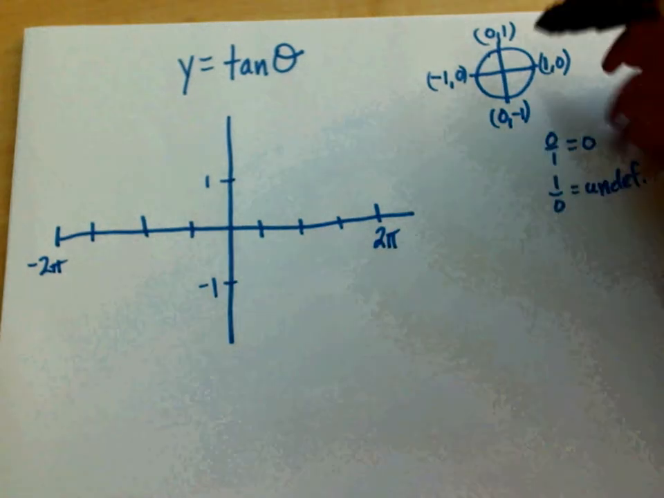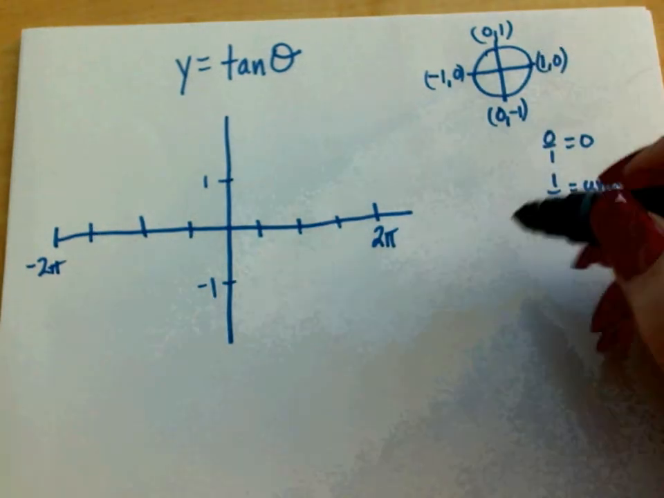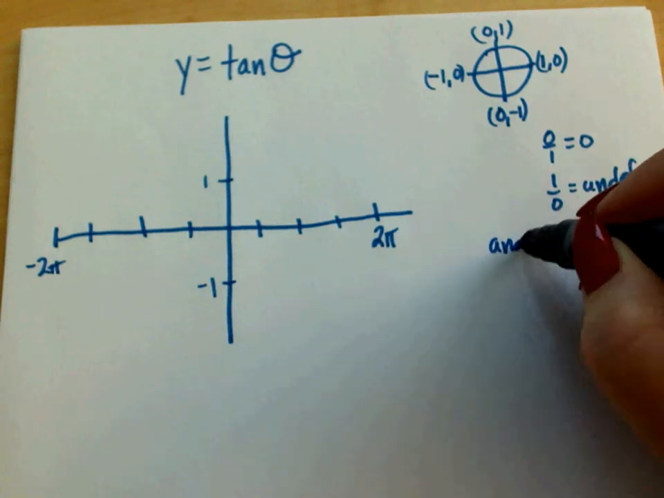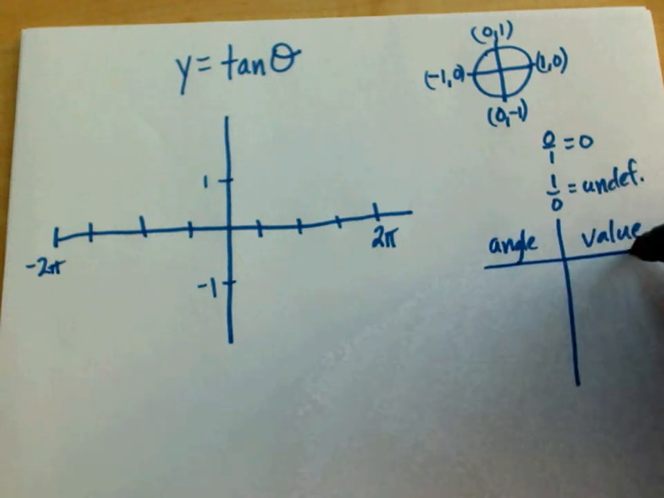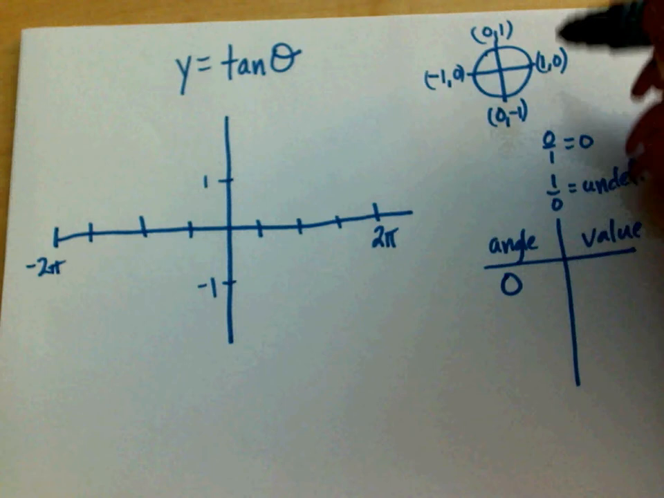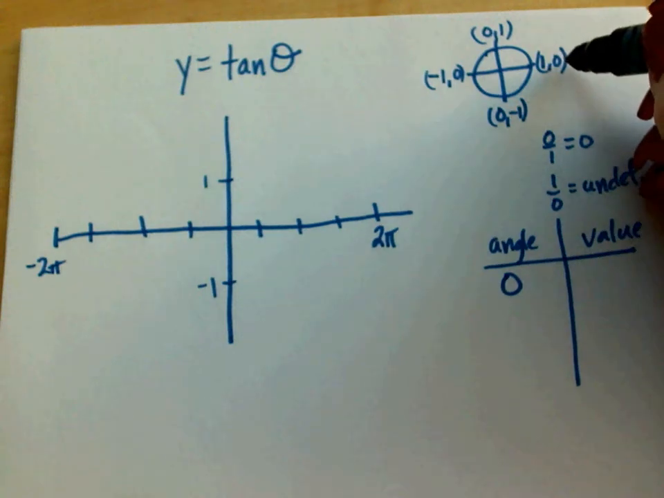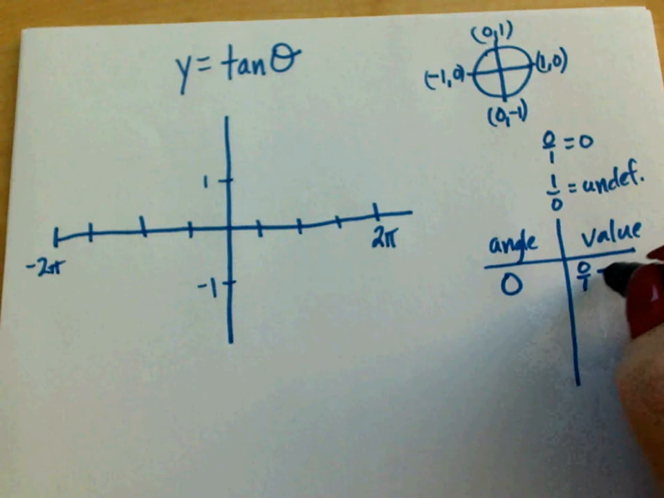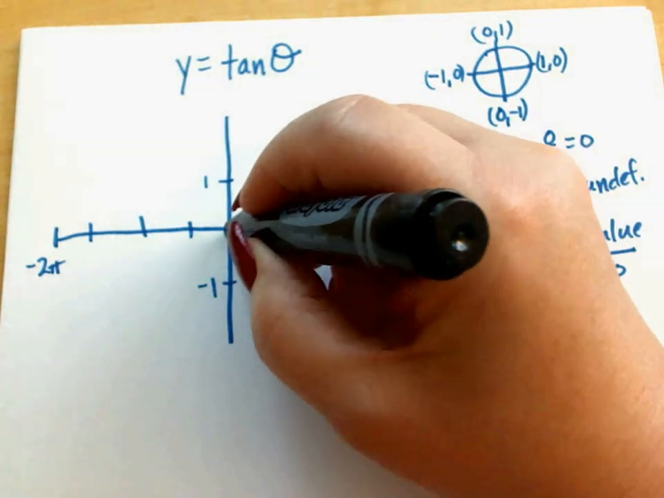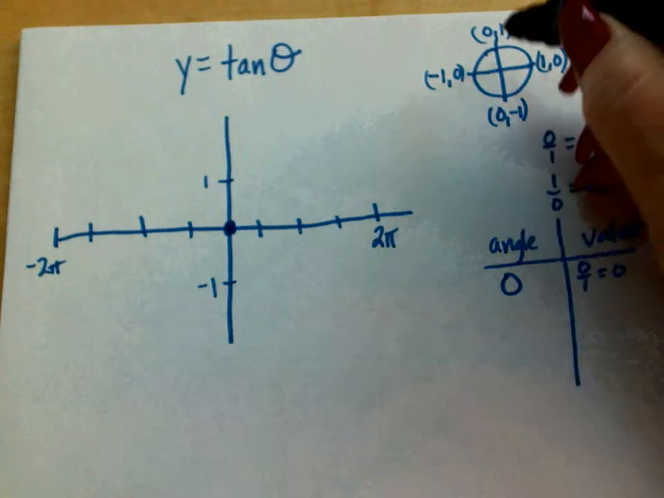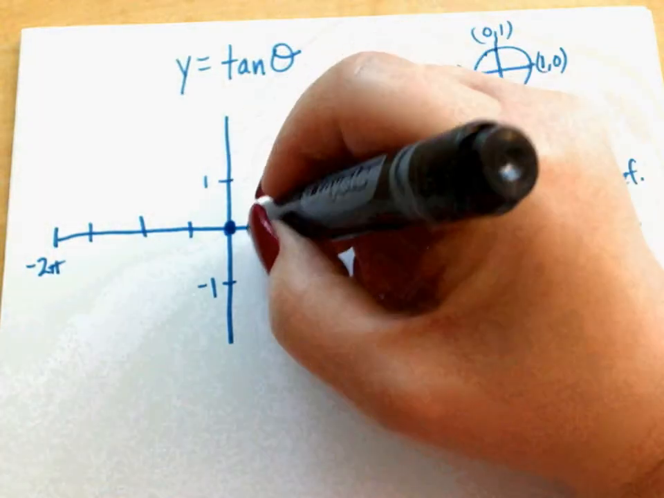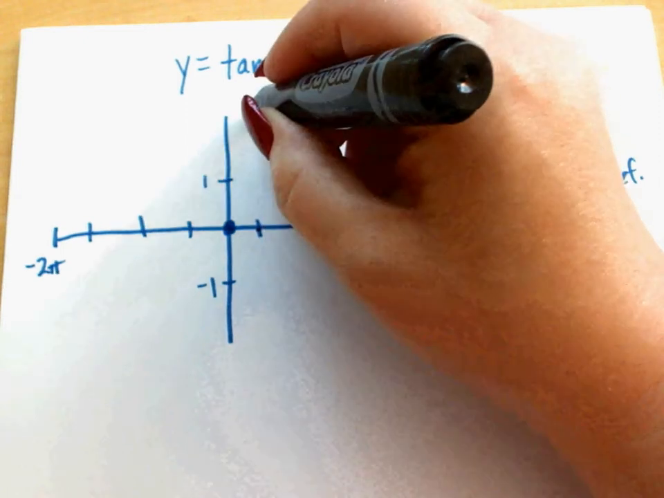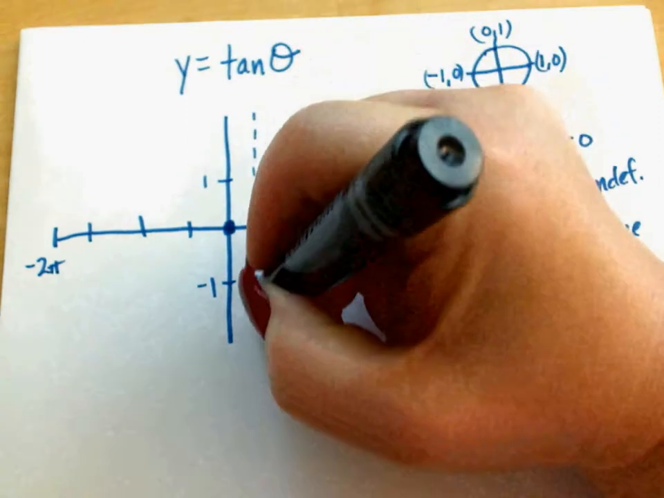Alright, so when you start at 0 for tangent, let's say we have angle and value. We'll make a little list here. For the angle 0, that would be right here. Tangent is y over x, so it's 0 over 1, which is 0. So we'll put a point right there at 0. At pi over 2, which is up here, the point would be 1 over 0, which is undefined. So at pi over 2, that would be right here, the first tick mark. It's undefined. Undefined graphically means I will have a vertical asymptote.